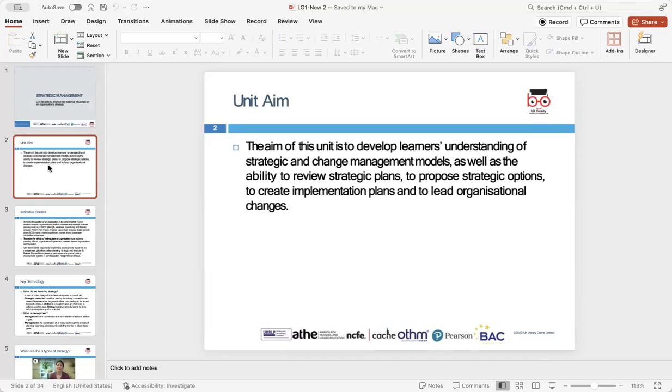Aim of this unit is to develop learners' understanding of strategic and change management models, also the ability to review strategic plan purposes, purpose strategic options, create implementation plans, and also lead organizational change.